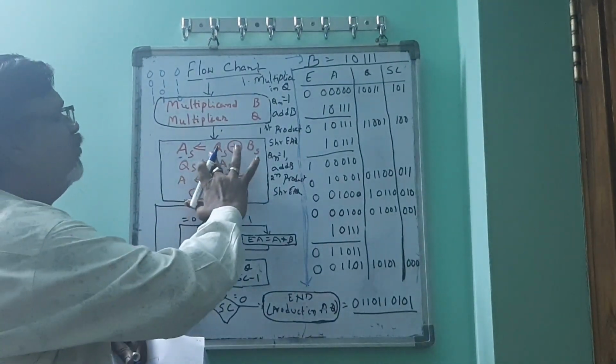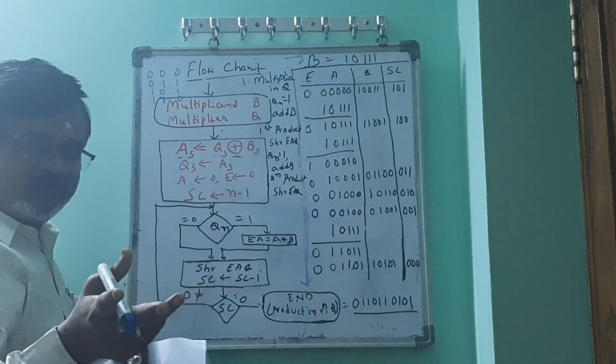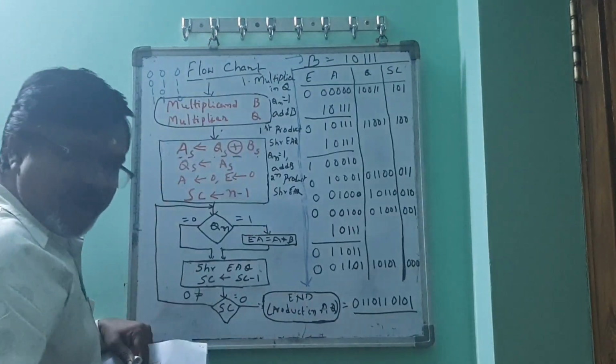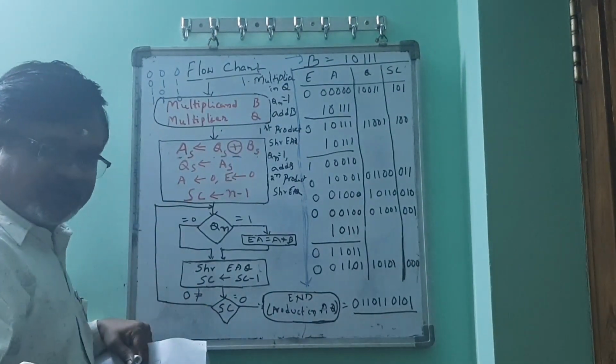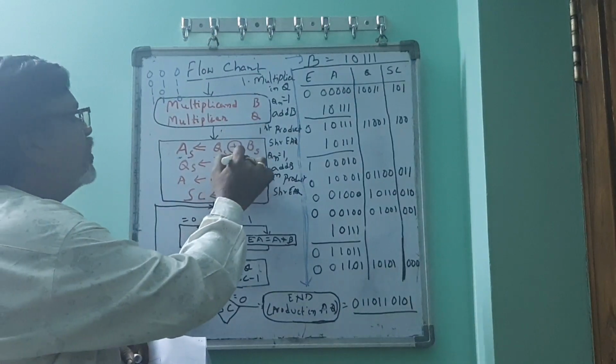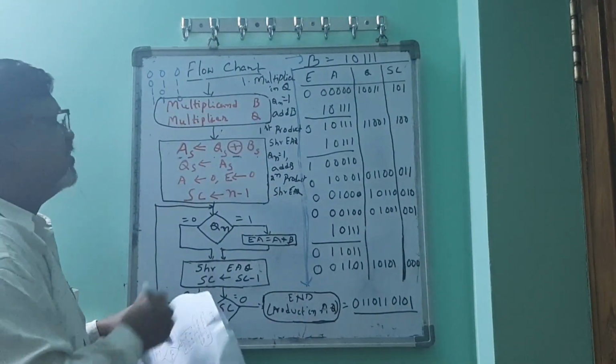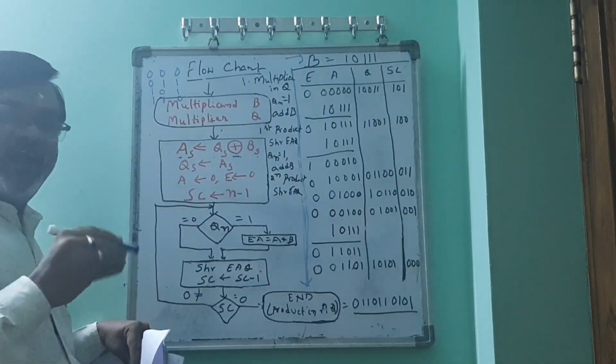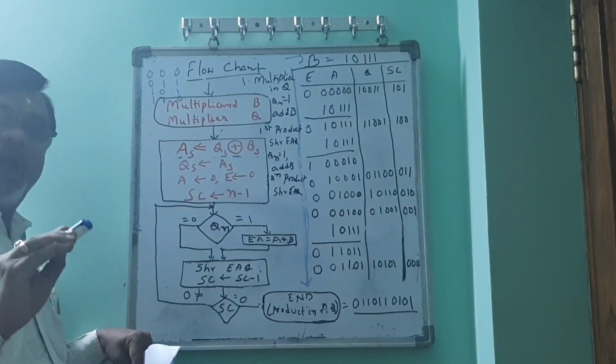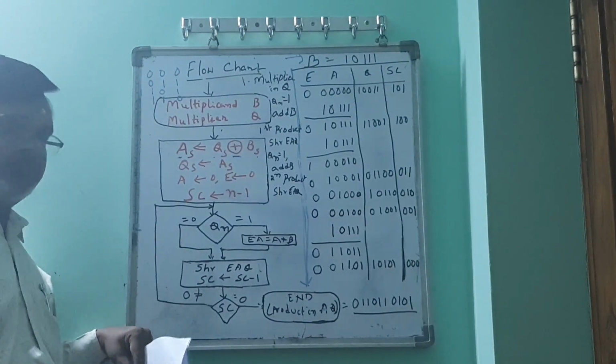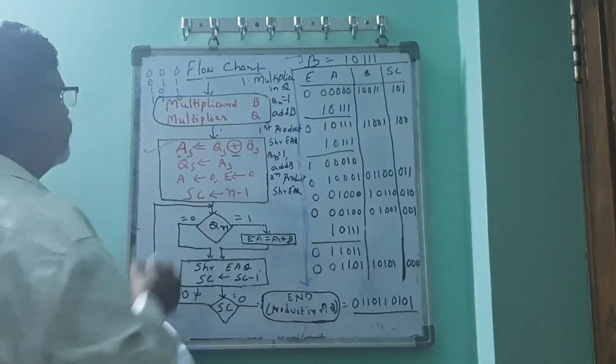Here B and Q are two input values. QS and BS contain their corresponding sign bits. The XOR operation of those sign bits is performed here and the result will be stored in AS, where AS is nothing but the sign of the final product. So this is the meaning of that first step.